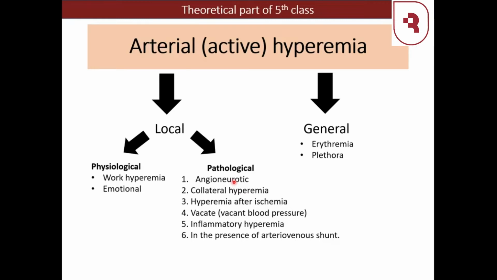And hyperemia in the presence of an arteriovenous shunt. A shunt is a communication between an artery and a vein, which may be the result of some traumatic action on an artery and a vein at the same time. For example, we may see damage to the wall of the artery and the wall of the vein by one knife, and we will see formation of a shunt here.